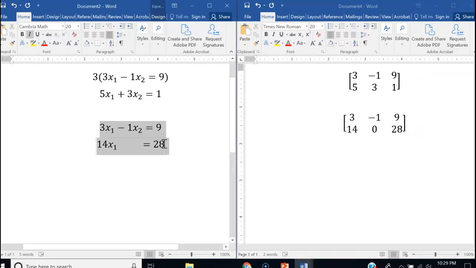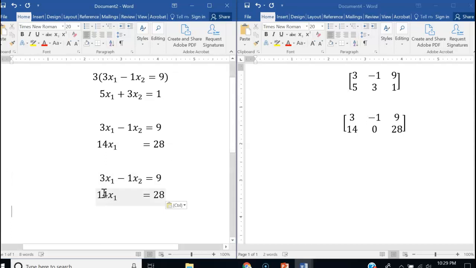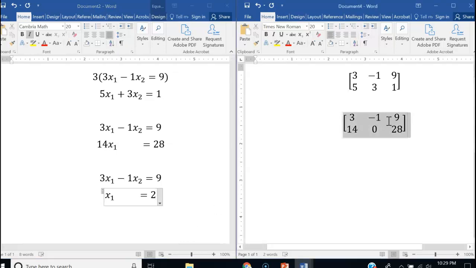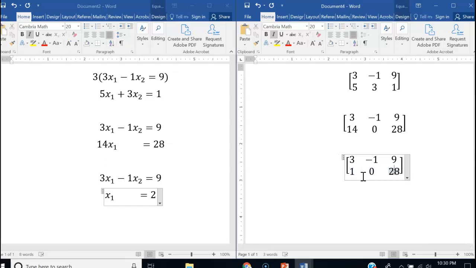So doing that over here gives me x1 is equal to 2. Doing that over here gives me a matrix which just has a 1, a 0, and a 2. Divide that second row by 14.